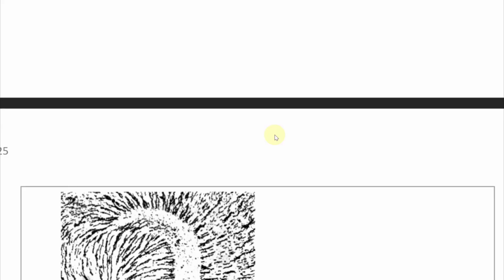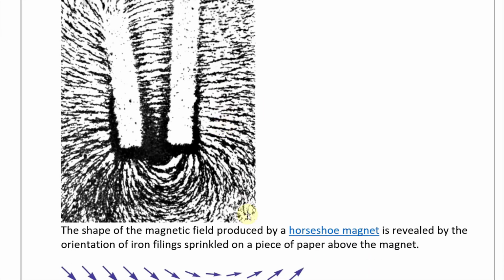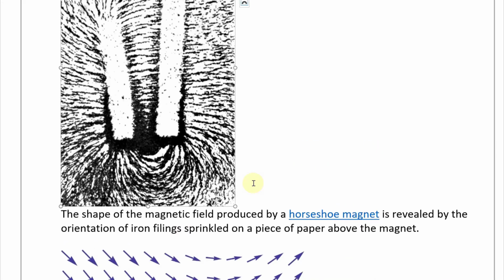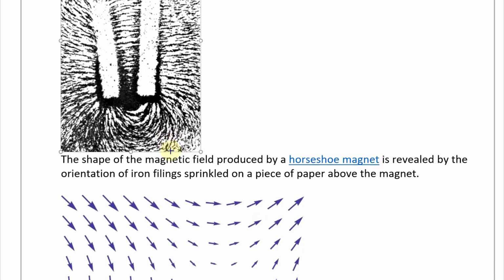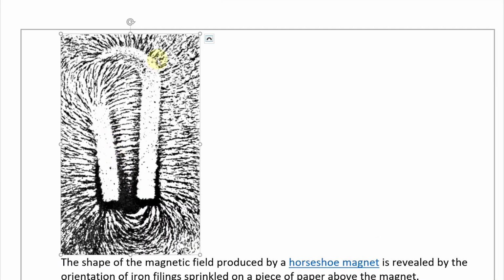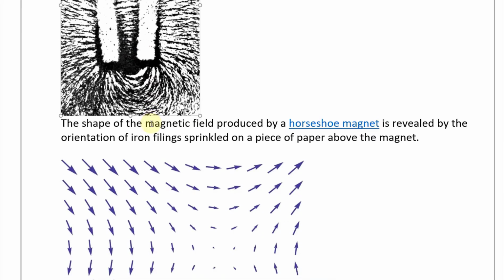And here are some images to illustrate this. Over here, these are iron filings, just a bunch of small iron particles all around, and this is a horseshoe magnet. The shape of the magnetic field produced by a horseshoe magnet is revealed by the orientation of the iron filings sprinkled on a piece of paper above the magnet. So this is above it, and you can see the iron filings lining up accordingly.